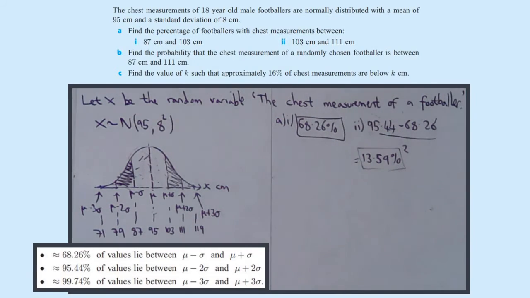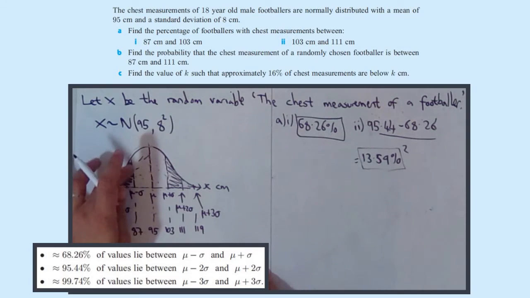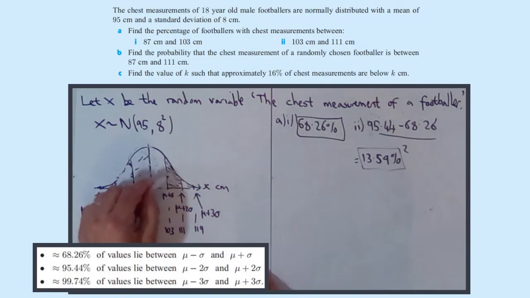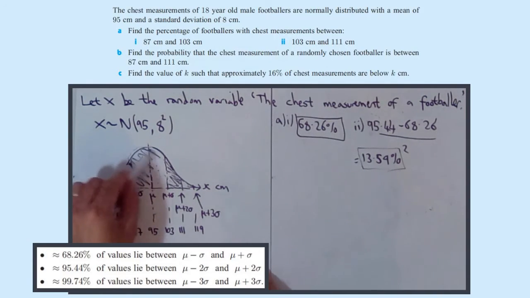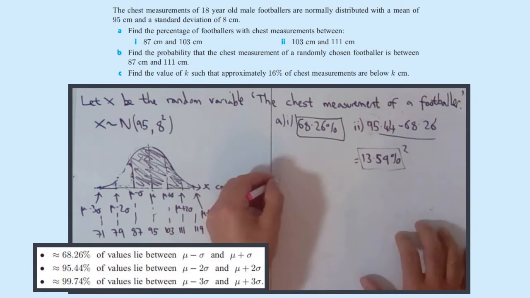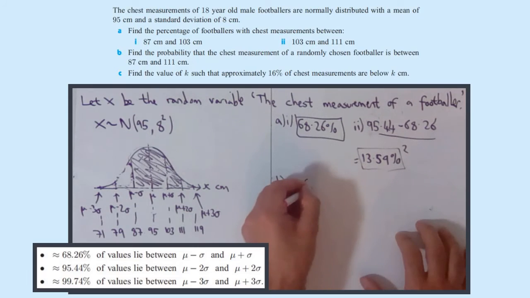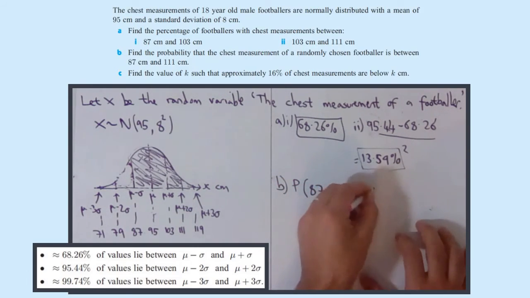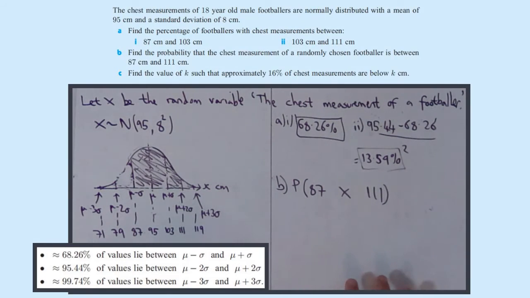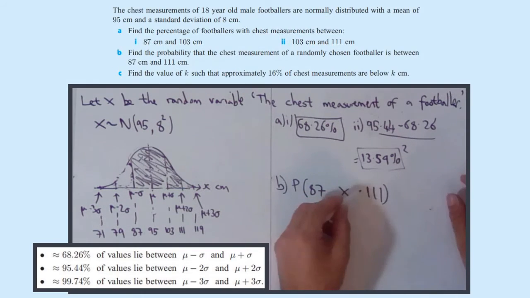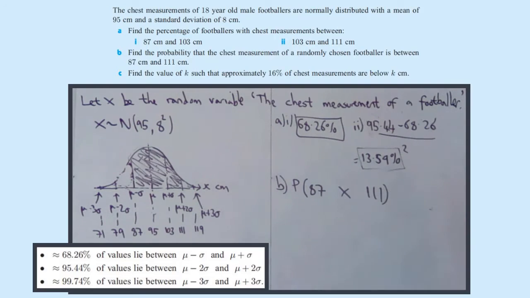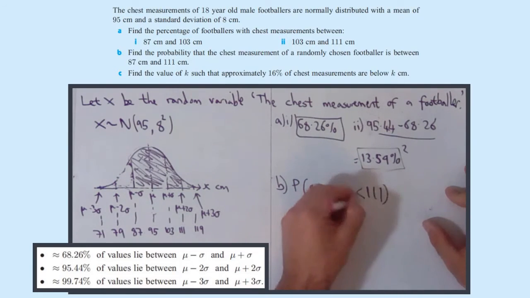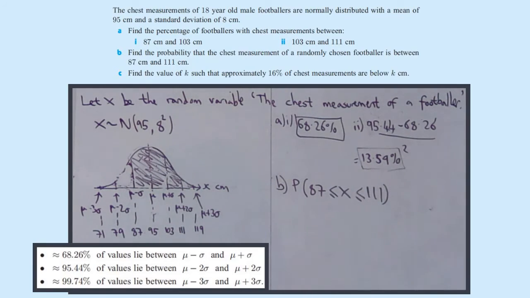Now we move on to B. Find the probability that the chest measurement of a randomly chosen footballer is between 87 and 111. Right, so 87 and 111 includes this area. So from here to there. So what we're doing, let me just write down, we are finding the probability x is between 87 and 111. And as you should know by now, for a continuous variable, whether these are less than or equal to or just less, that shouldn't make any difference, because when you're thinking about the actual lines, they're minusculely thin. They're so thin that it doesn't make any difference. But I'm going to put them in like that. But if it didn't include those numbers, the answer would be exactly the same.